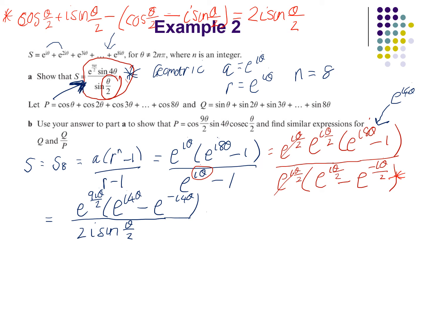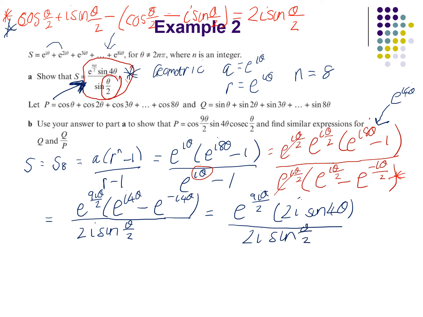Okay, now the numerator, in the same way as what I did up here, hopefully you can see that this gives me 2i sine 4 theta. It's exactly the same as the thing I did on the top, but instead of having a theta over 2 as an argument, I've got a 4 theta as an argument. So you can see the 2 i's then cancel and I get exactly what I want. Okay.